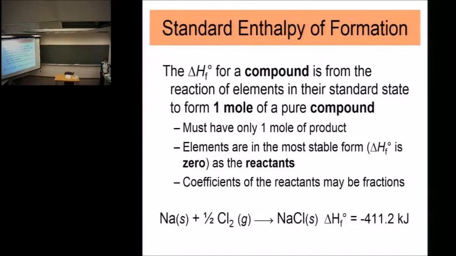So let's take a look at this example. I have elements that have a heat of formation of 0, because sodium is a solid, that's a heat of formation of 0. Chlorine, diatomic gas, okay, so that one has a heat of formation of 0. And I only can have 1 mole of the product. But if I have 1 mole of the product, I still have to balance it. So, whoa, what do I have to have in front of the chlorine then?